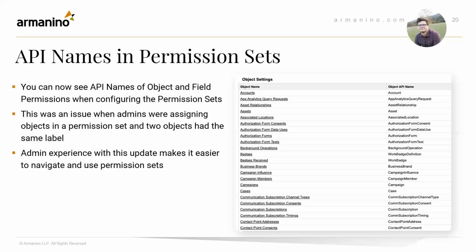we have API names and permission sets. So you can now see API names of object and field permissions when configuring the permission set. So a lot of the times what I've seen with my clients is that they'll have two objects named the same thing and their API names are different, or not even the same, but sometimes similar, and they get confused on which object when they're creating a report or anything else there.